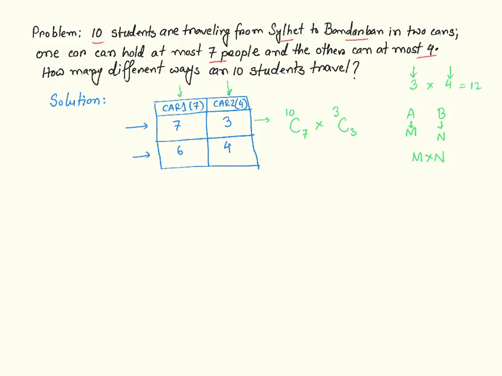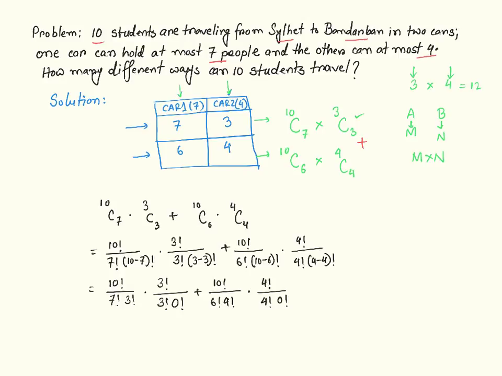Now let me come back to the main problem. If we pick 7 and 3, then this can happen in this way. Now what if I pick 6? In that case, out of 10 people, I'm going to pick 6. The order doesn't matter here, so it's going to be a combination, 10C6. Then if you pick 6, there are 4 left. So that can happen in 4C4 different ways. So together they can happen in these ways. Now the total possible ways these 10 people can travel is going to be this plus this. That means you add them together. If you add them, this is what you get.